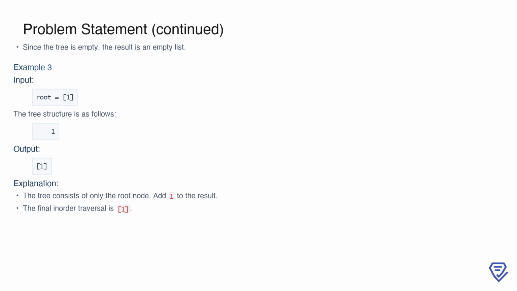Now, consider the case where the binary tree consists of only a single node. For example, if the input root is [1], the tree structure contains just one node with the value 1. Since there are no left or right children, the Inorder traversal simply visits the root node and adds its value to the result. The output, in this case, is [1]. This demonstrates how the traversal works for the simplest tree structures, whether they are empty or consist of just one node.